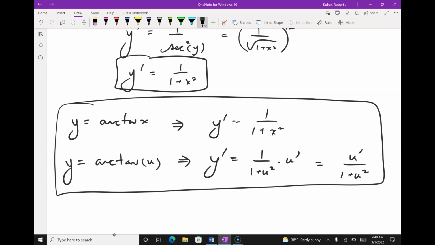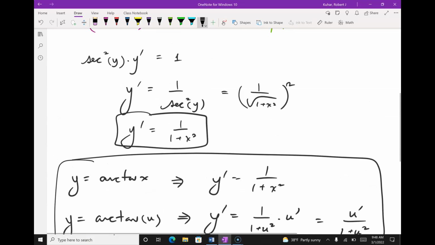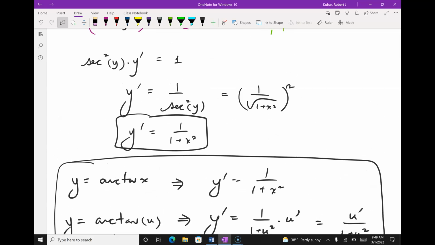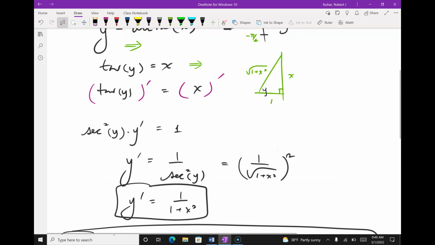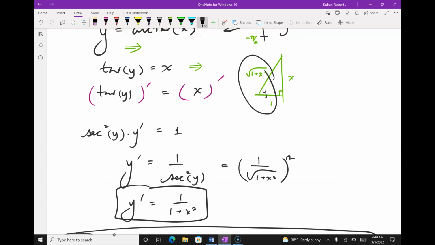Question. Yes. So for the one over secant squared y, can you tell me how you got that? Yeah, so secant is hypotenuse over adjacent. Hypotenuse over adjacent, right? So it's really this, but I just ignore the 1. I'm putting the secant piece in from the triangle.